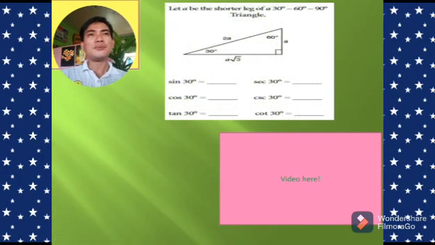Alright, now let's proceed to this illustration. The 30, 60, 90 degrees triangle. Let A be the shorter leg of that triangle. Okay, let's watch the video.